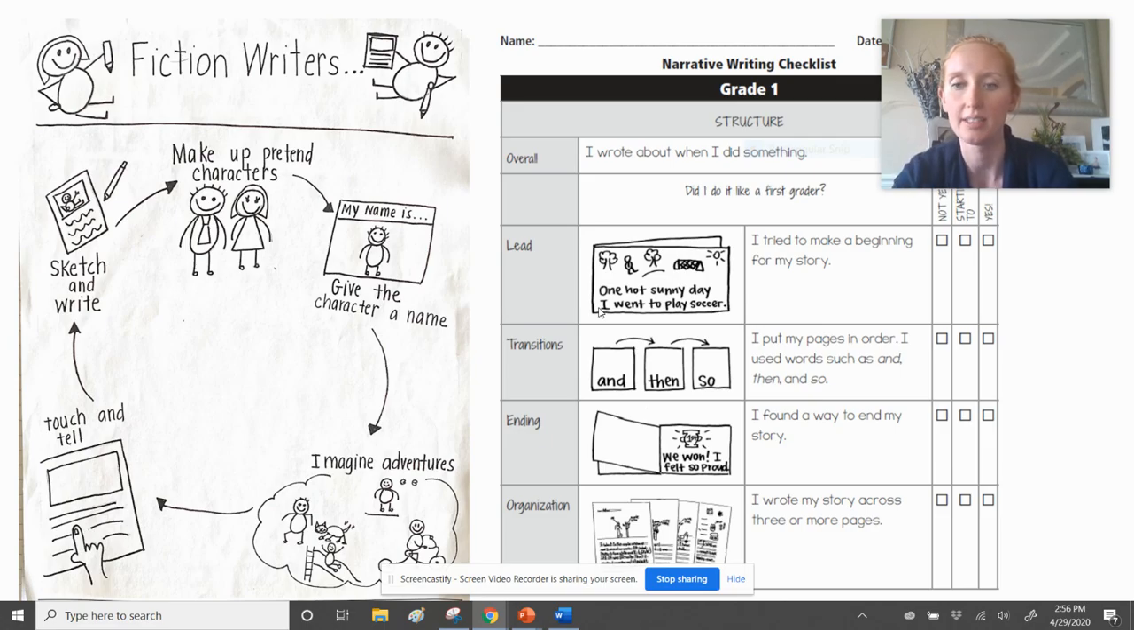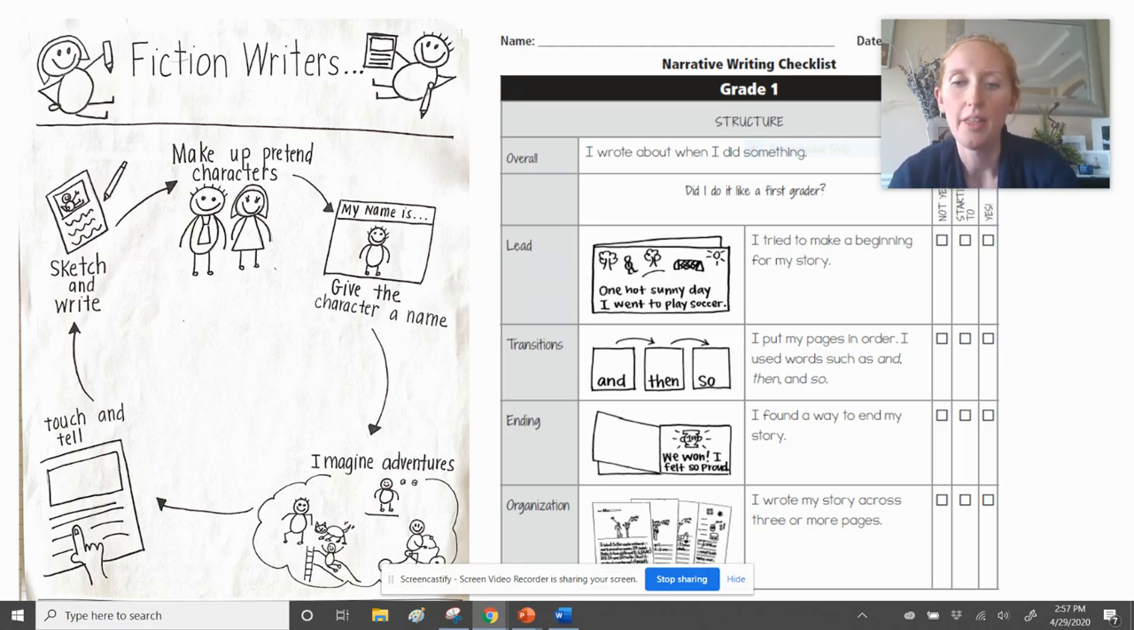That's step one. The next thing you're going to do is check your transitions. Make sure that you put your story in order. The pages should be in order from beginning to middle to end, and also using those awesome transition words: and, then, and so. Okay, go back and look. You can also do this with another person in your house. Maybe have your brother or sister or mom or dad help you with this. You could have them read the story and then help you decide if you included all of these things. Maybe having a fresh set of eyes looking at your work would be helpful.